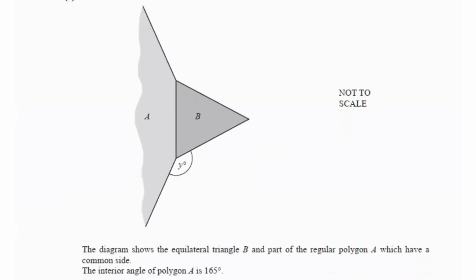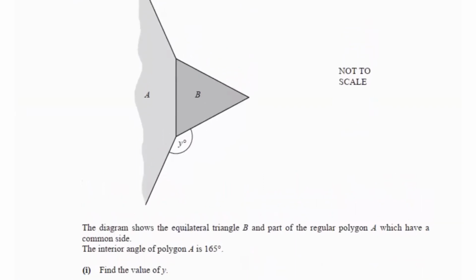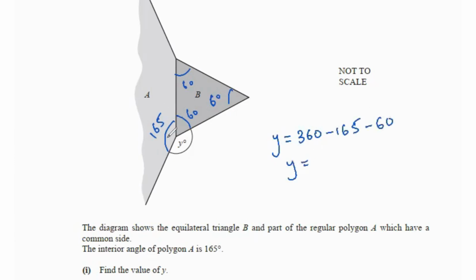Question 3 says, the diagram shows the equilateral triangle B and part of the regular polygon A, which have a common side. The interior angle of polygon A is 165. Find the value of y. So if this is 165 and B is an equilateral triangle, this would be 60. So y is going to be 360 minus 165 minus 60, because all of these angles are making a full circle. So that is going to be 135 degrees for y.